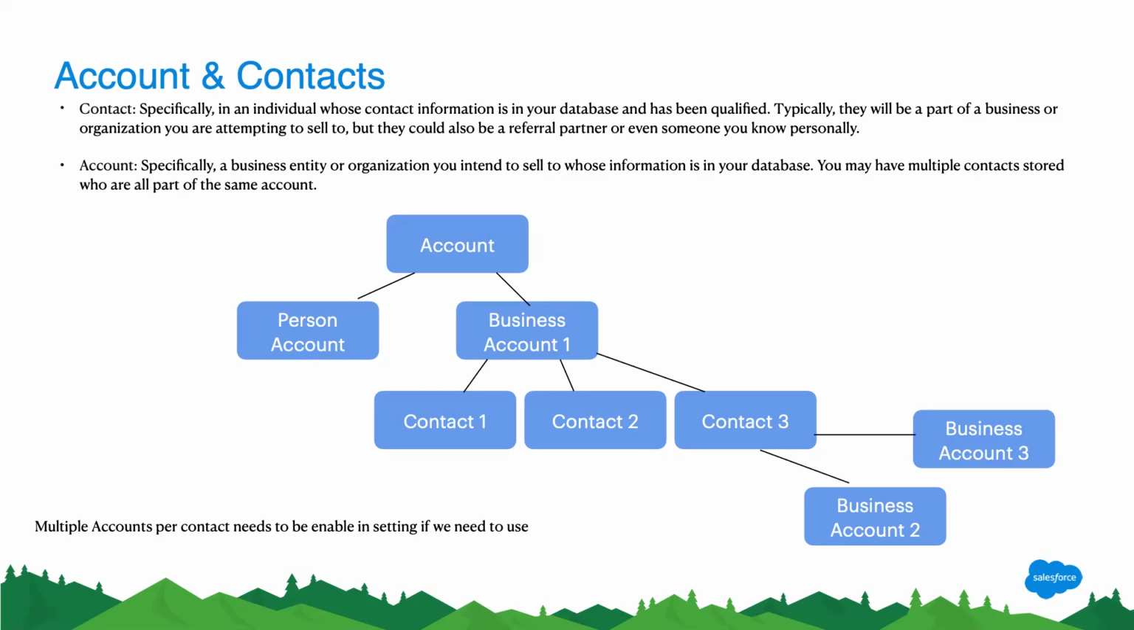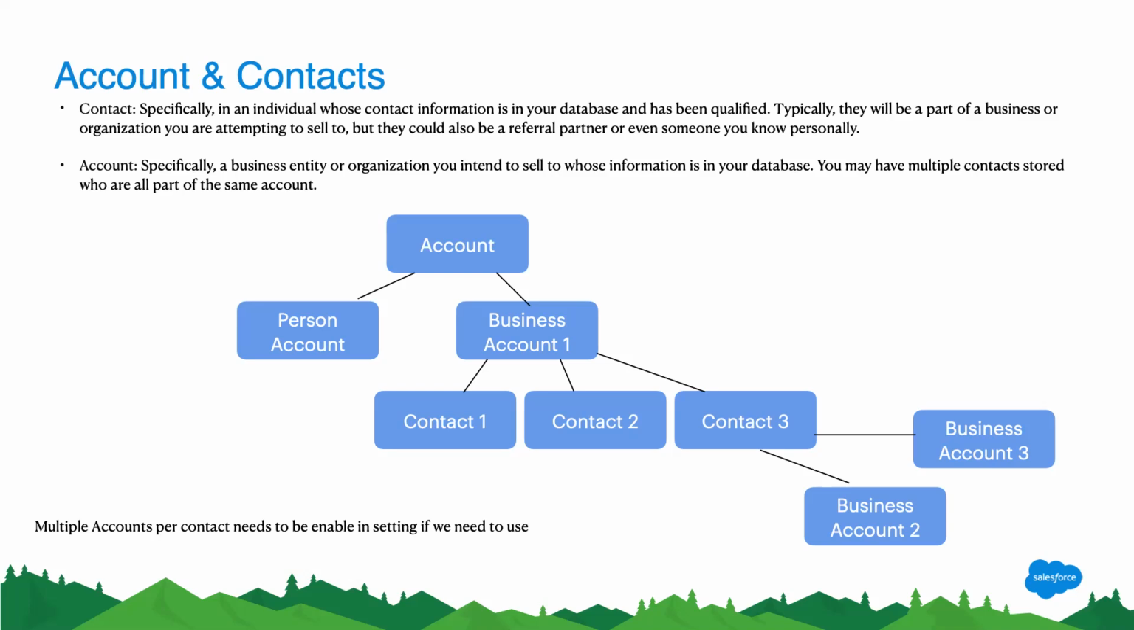Account is normally used to store the business. There is something called a person account, where the individual itself is a company, so we don't have multiple contacts working for a company; it's a single company. So an account can have two types, person account and business account. I just put one here because of the diagram. I'm having business account 2 and business account 3, which are different business accounts.